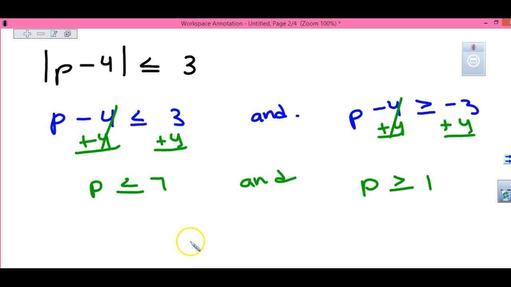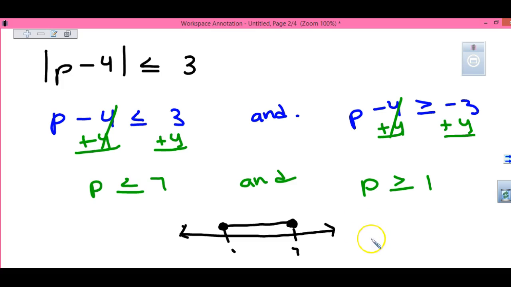So we can graph these. Can we rewrite this as a compound inequality? So 1 is less than or equal to p, and p is less than or equal to 7.